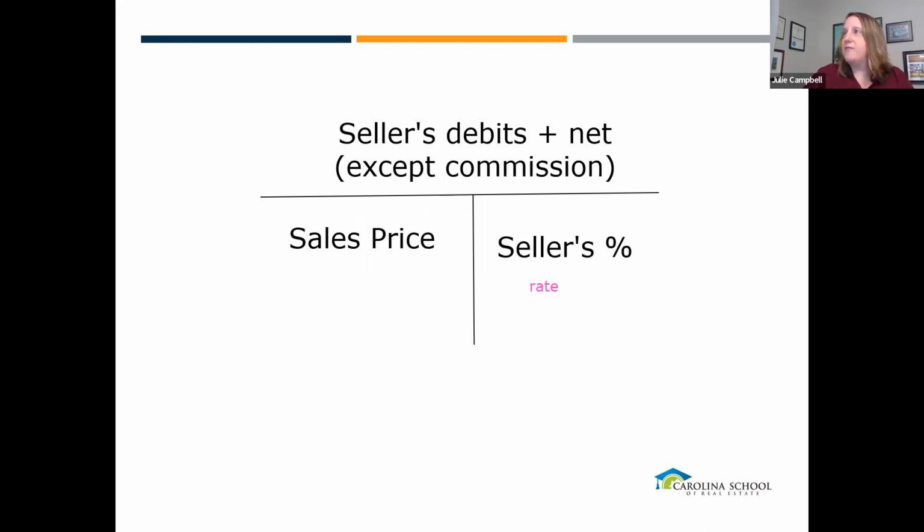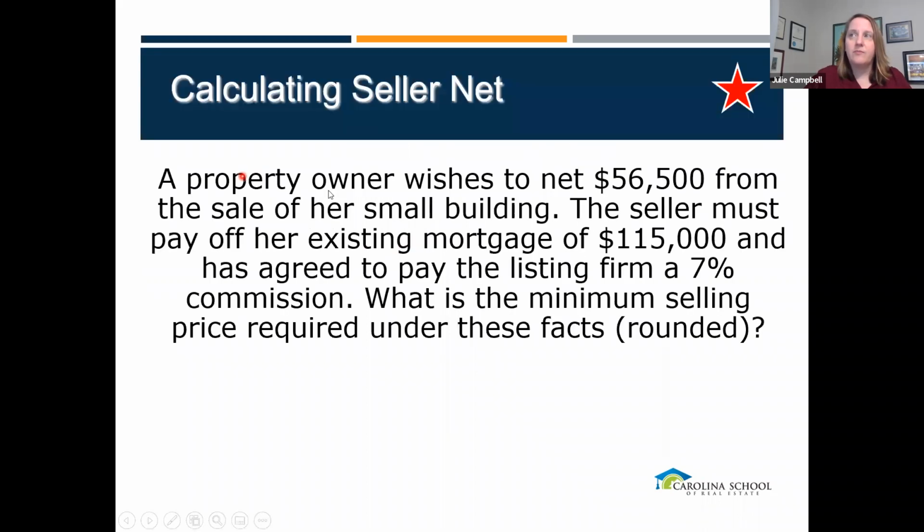Everybody have this jotted down? Do I have any questions on what we're doing? Very good. Why don't you guys just take a few minutes with this, see what you can do with it based on the T-bar we just saw and our seller rate.